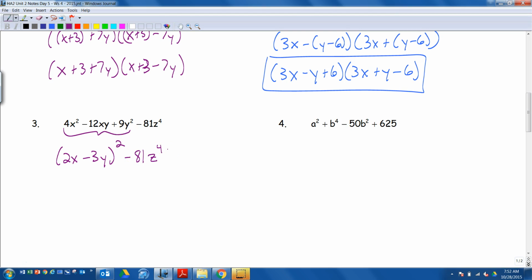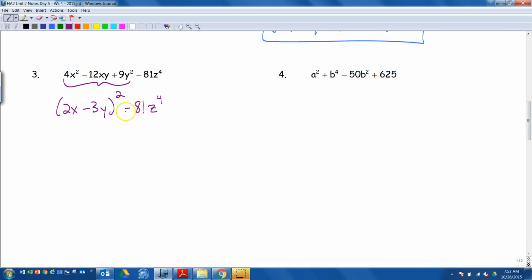Minus 81z to the fourth. And now we can do our pattern because again there's a minus sign here, so we have difference of squares. So a is equal to 2x minus 3y, and b is equal to, if you take the square root of that, 9z squared. Now I'm going to write out my pattern.